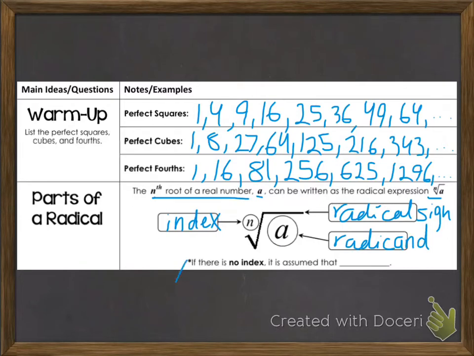And put a little star next to this note down here. If there is no index, so no number in front of my radical, then it's assumed that the n, in this case, would just be equal to 2. So if you don't see a number right here, that means that it is an implied 2. It's a square root.